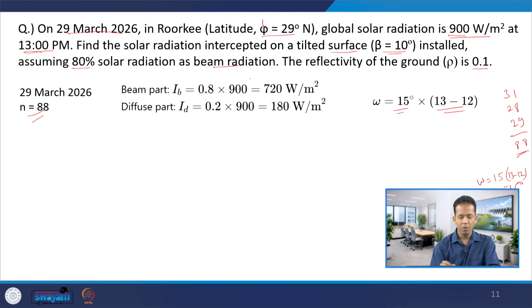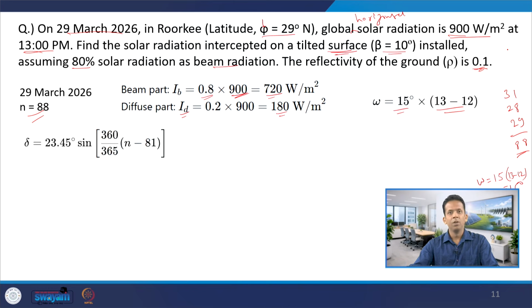Now, out of the total radiation of 900, 80% is the beam radiation. So, beam is 720 and the remaining is the diffuse radiation, which is 180. Let us assume that this is on a horizontal surface. Global horizontal solar radiation is given, so on horizontal we won't have any reflected part. This 900 is nothing but IB plus ID. Now, when we set up a tilted surface, we may get some portion of reflected radiation. That is where we will add reflectivity.